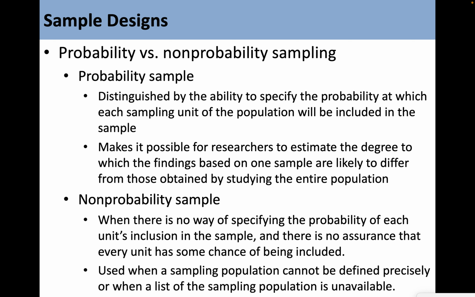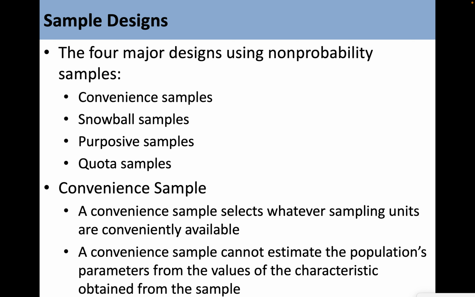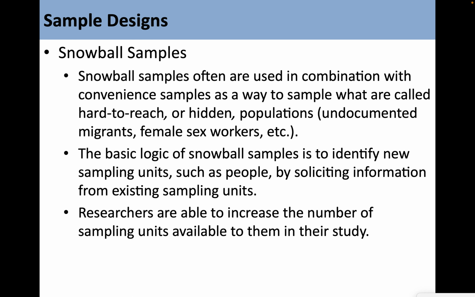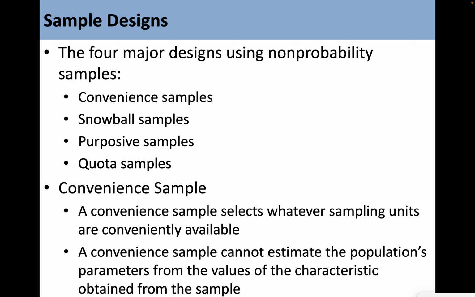Non-probability sampling is used when a sampling population cannot be defined precisely or when a list of the sampling population is unavailable. The four major designs using non-probability samples are convenience samples, snowball samples, purposive samples, and quota samples. And I think we're going to talk about all of those. Yep, we're going to. Okay.